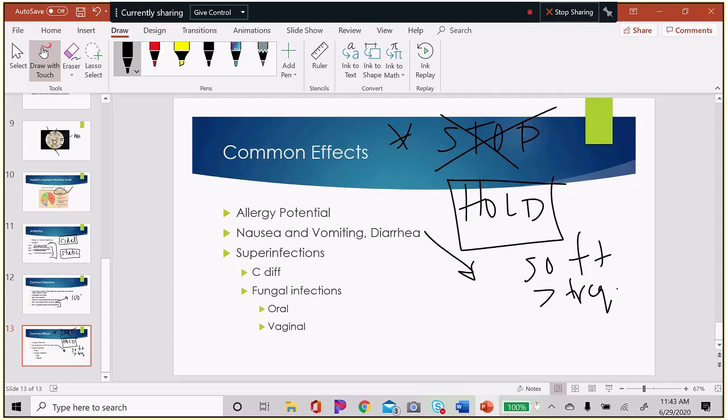It can be very dangerous, especially for people that are elderly. Sometimes people have C. diff infections where this C. diff actually releases a lot of air and toxins, and it can cause something called a megacolon, which could lead to death.